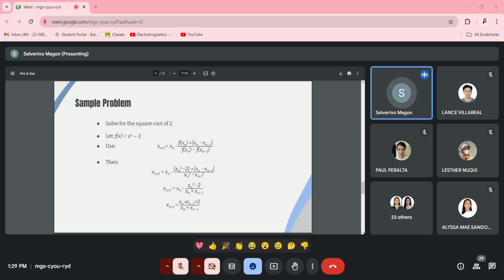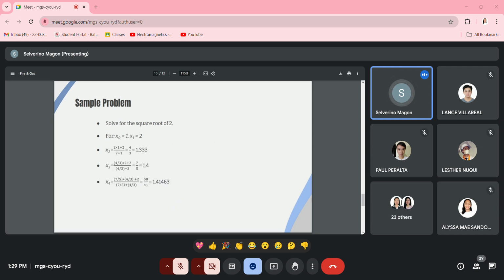Now, working on some reference interval, let's make an initial guess of x0 at 1 and x1 at 2, because in this problem, we're pretty sure that the square root of 2 lies somewhere within that interval. So you just plug in the values of 1 and 2 for the first iteration. For the first iteration, we have the value of x2 at 4/3, equivalent to 1.3.